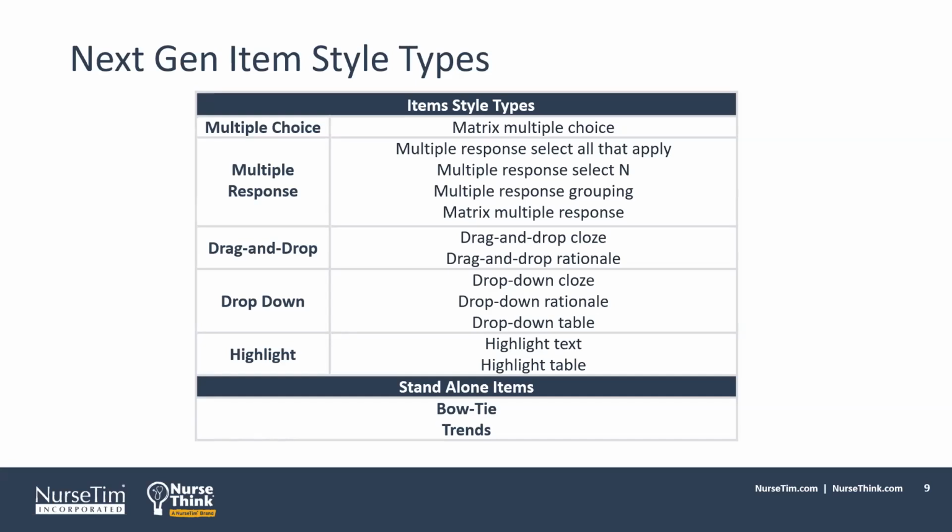And again, those standalone items right now are just the 2 different style types, the bow tie and the trends. The trends items, so that you know, can be any of these item style types listed. So a trend item has an EHR, where a student would navigate through an electronic health record and then answer a question that could be any of these style types that you see presented here.